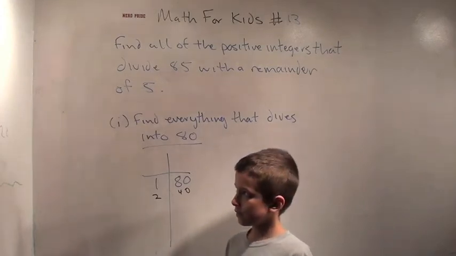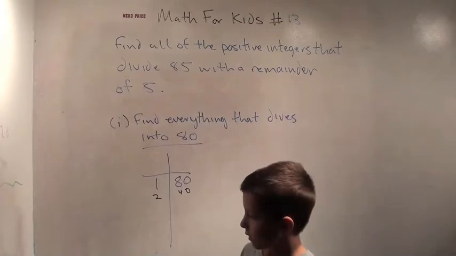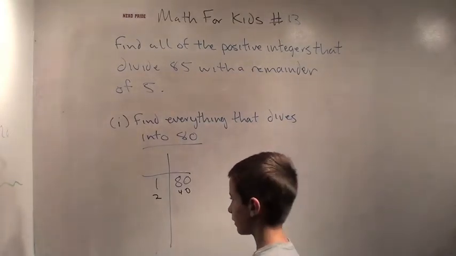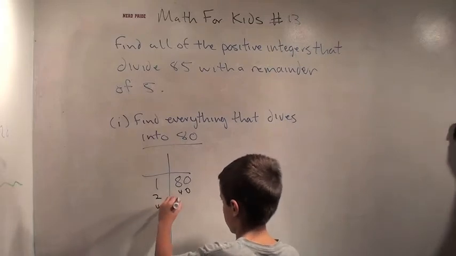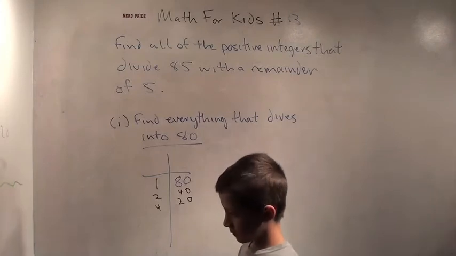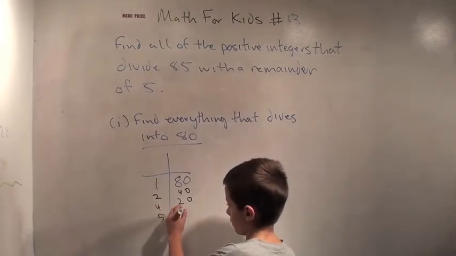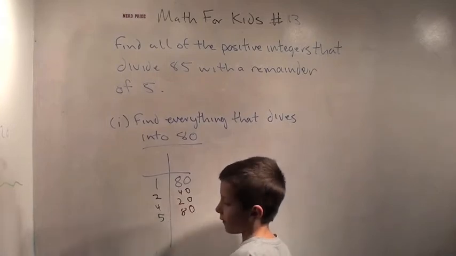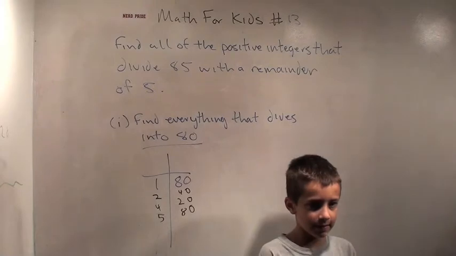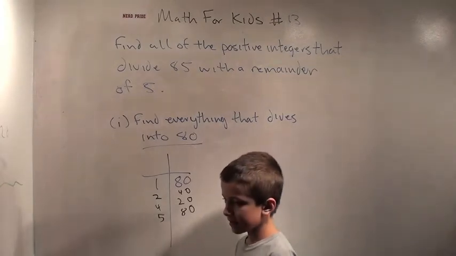Okay, so the question now is, does 4 go into 80? Yeah, 20 times 4. Okay. Does 5 go into 80? Yep, because it ends in a 0. So it's 5 times something. I know 5 times 10 is 50. It's 5 times 16. Very, very good.